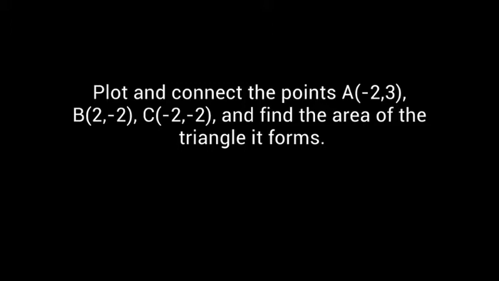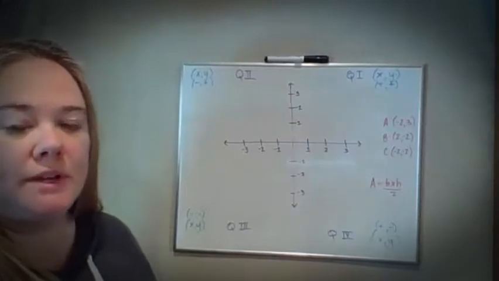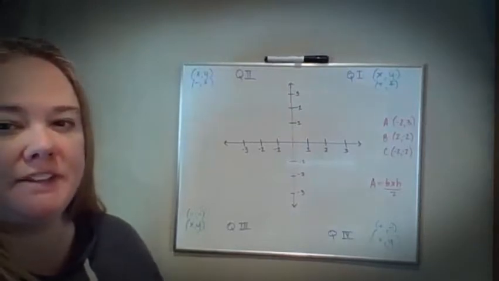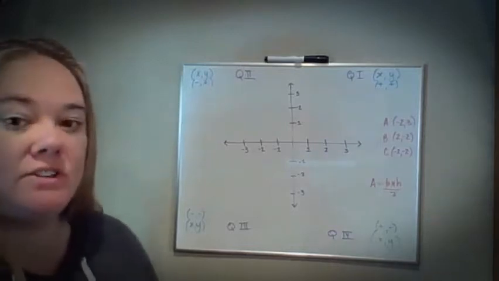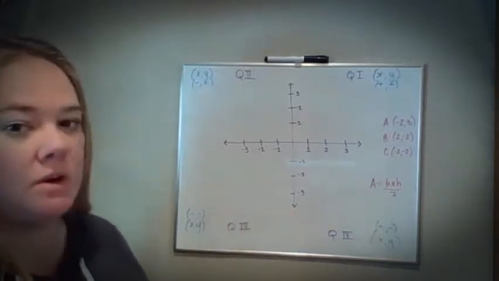Let's practice using coordinate geometry. Plot and connect the points A, B, C, and find the area of the triangle it forms. So in order to be able to find the area of the triangle, first thing you need to do is set up a coordinate grid.